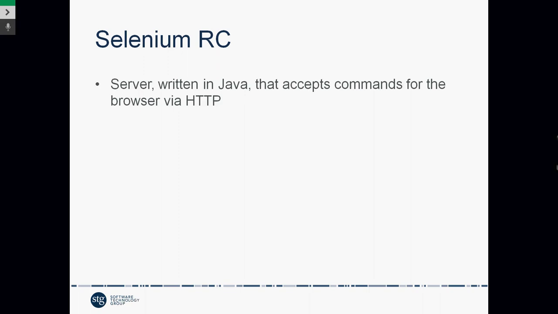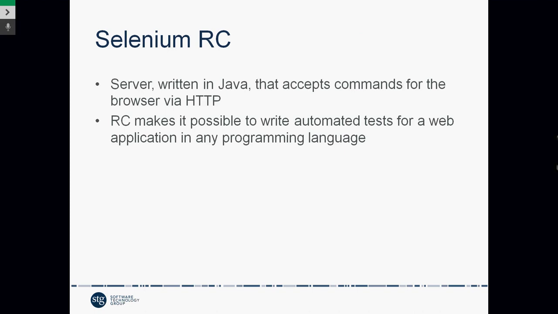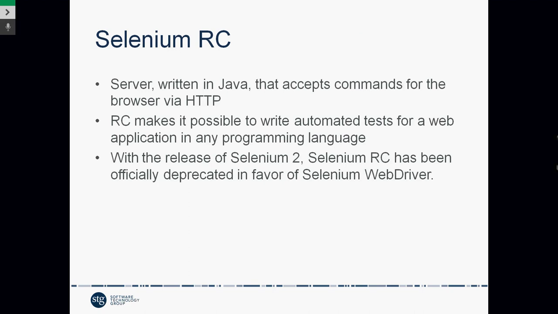So Selenium RC is written in Java and accepts commands via HTTP. It makes it possible to write automation scripts in any language you choose from. So RC has been deprecated, and it's built into WebDriver now. It's all part of the same package.